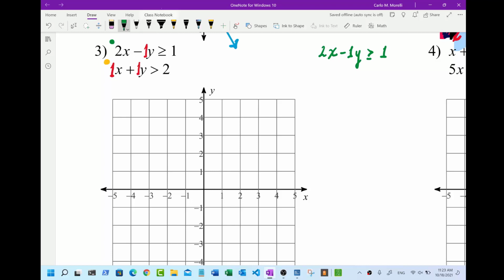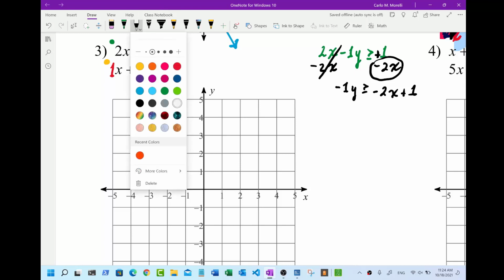Okay? You ready for the algebra? Let's just go ahead and peel that Band-Aid off. I said subtract ax from both sides, so minus 2x on both sides. And you have negative 1y greater than or equal to. Always lead with the variable. Negative 2x, and then this is a positive 1, plus 1. That confuses a lot of students, so I wanted to make sure to mention it.